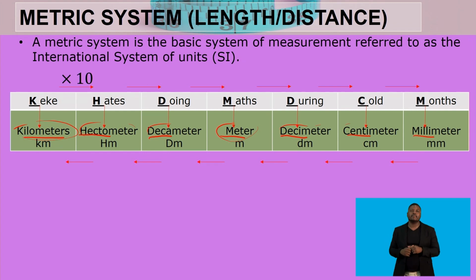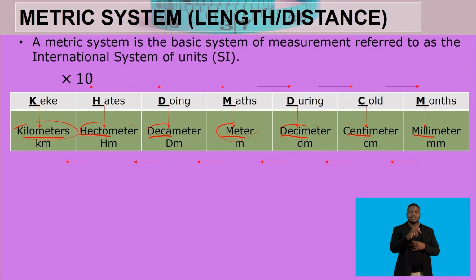Now, I have a mnemonic that I use to make it easy for learners to convert between the different SI units. I use the mnemonic that says, Keke hates doing maths during cold months. The focus is on the maths because the basic unit for length is actually meters.